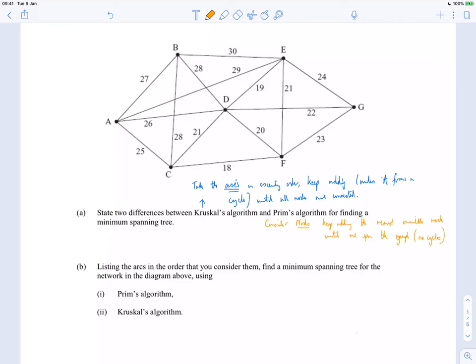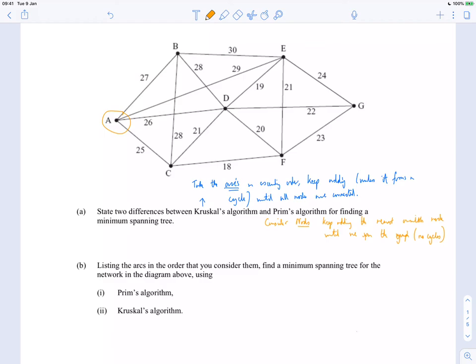Okay, so what does that mean? Well, Prim's algorithm means we start at a particular node, say A, and then we think, okay, what's the next node that we could add that's the nearest one? So if I look at A, it's only connected to B, E, C, and D. And which one's the nearest? Well, it looks like C with 25. So with Prim's algorithm, the next node would be C.